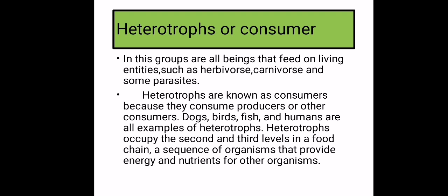Heterotrophs are known as consumers because they consume producer or other consumer. Dogs, birds, fish, and humans are all examples of heterotrophs. Heterotrophs occupy the second and third level in a food chain, a sequence of organisms that provide energy and nutrients for other organisms.